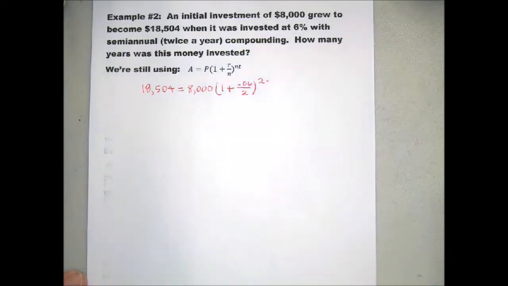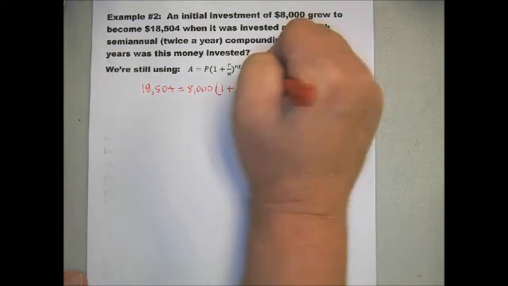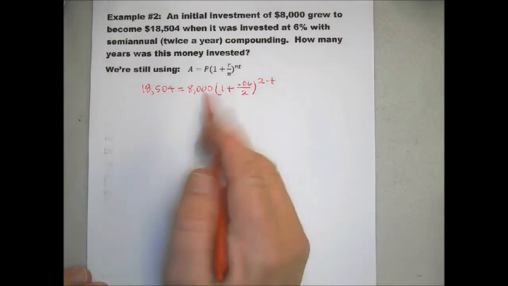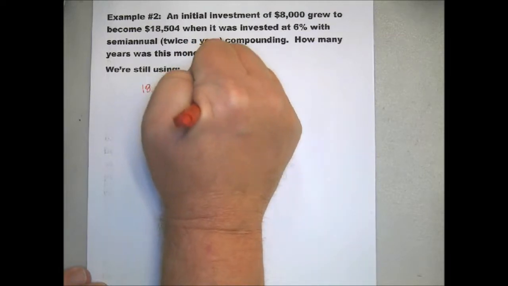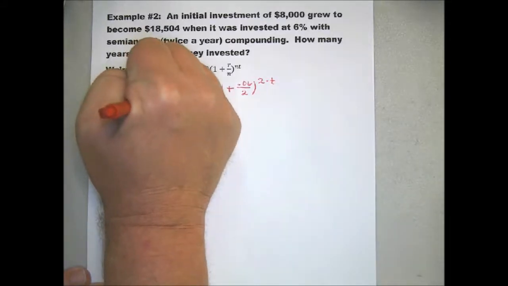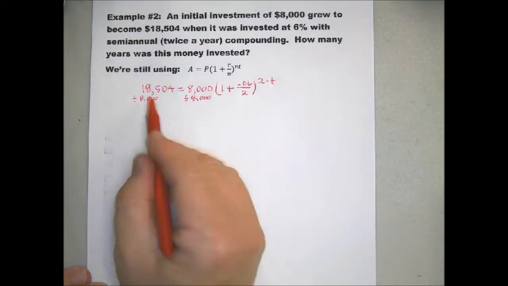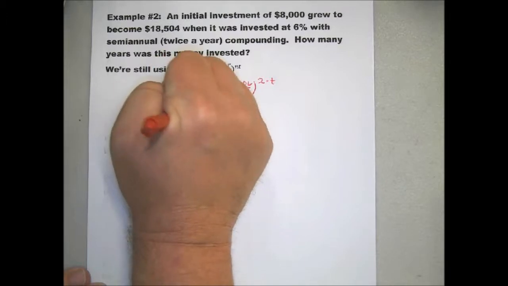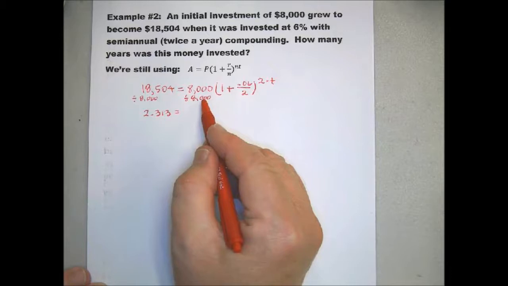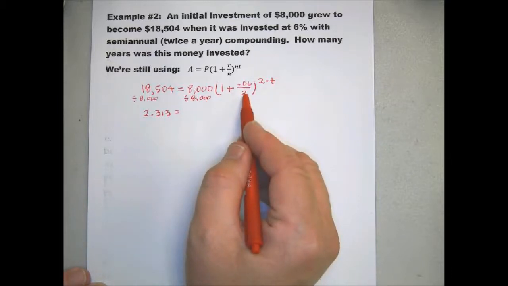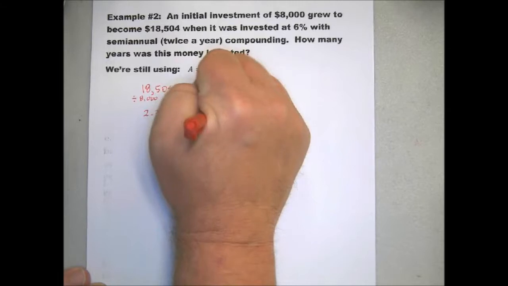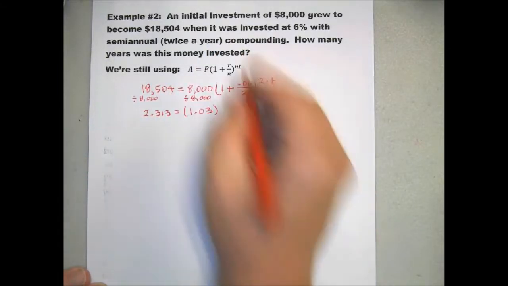But the one and only variable we don't know in this problem is the length of time. How many years was it invested? So the t is the variable we want this time. Now, we've got some algebra to do. Get rid of that 8,000 first by dividing by 8,000. What you do to one side, you have to do to the other. So 18,504 divided by 8,000 is 2.313 equals. Now, that got rid of the 8,000. 0.06 divided by 2 is 0.03. 1 plus 0.03 is 1.03 raised to the 2t.